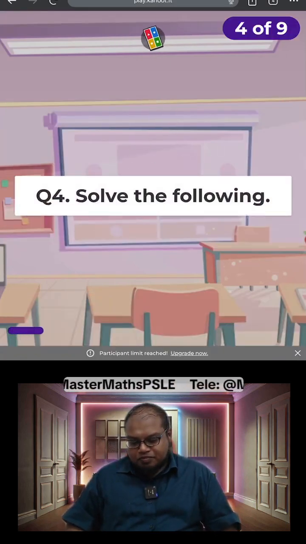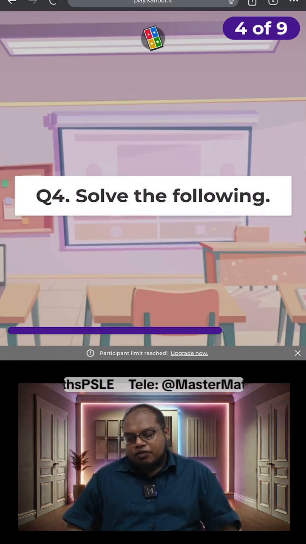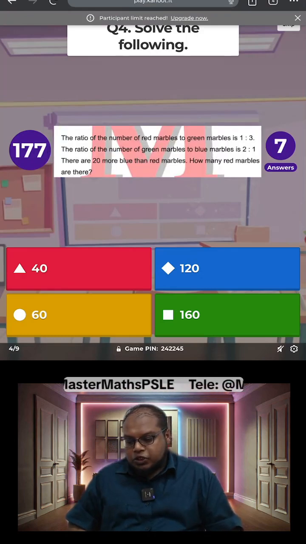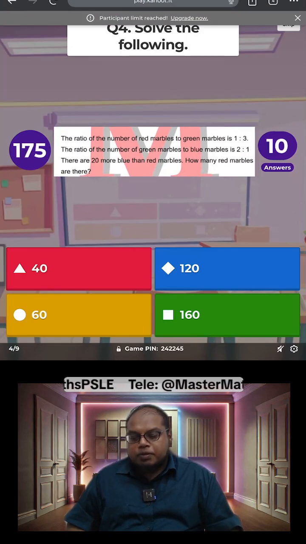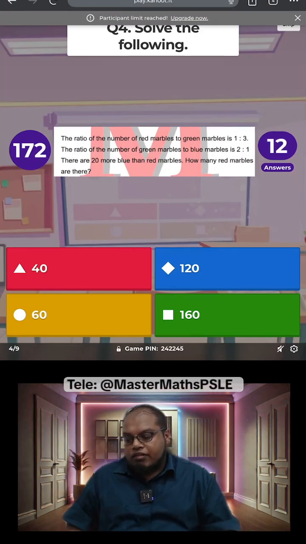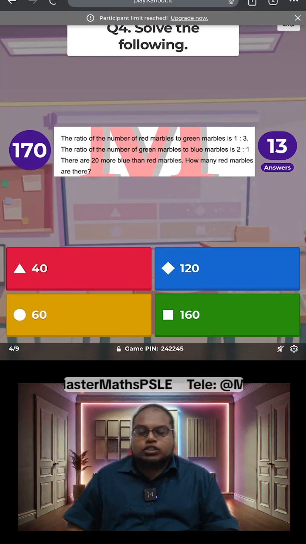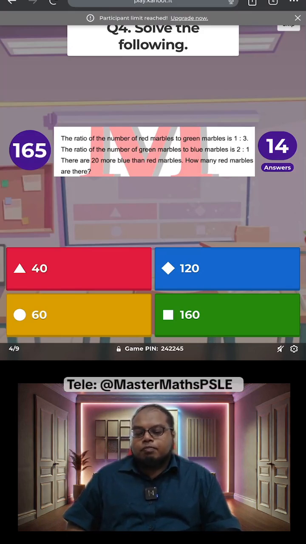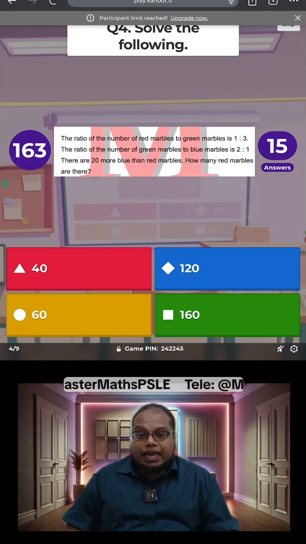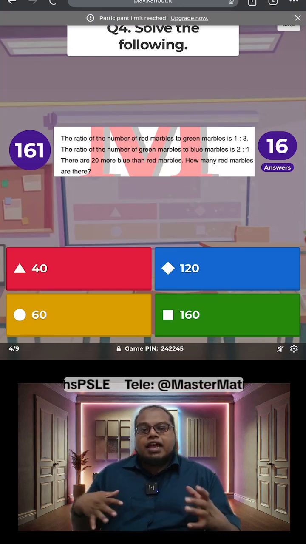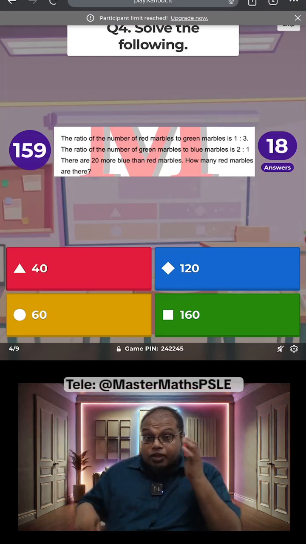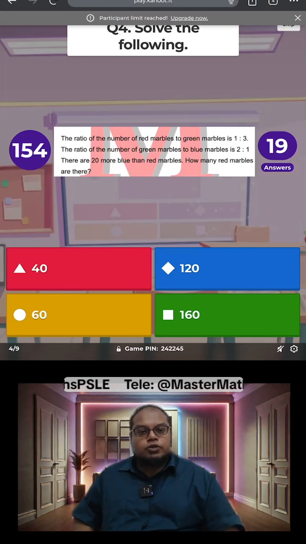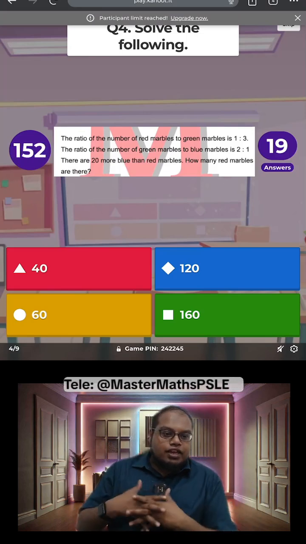Alright, let's go. Solve the following question. The ratio of the number of red marbles to green marbles is 1:3. The ratio of green to blue is 2:1. There are 20 more blue than red marbles. How many red marbles are there? In the meantime, once you all have answered, give us the lights. Tap your screen, bring the lights up. Who knows, it can go up to 10K within this question itself.